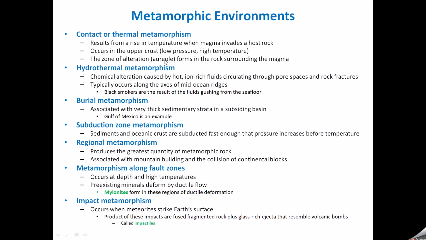Contact or thermal metamorphism results from the rise in temperature during the invasion of magma into a host rock, sedimentary rock, or metamorphic rock. And it occurs where? In the upper crust, low pressure and high temperature. So contact thermal metamorphism, high temperature and low pressure. The zone of alteration, we call it halo or aureole, forms in the rock surrounding the magma.